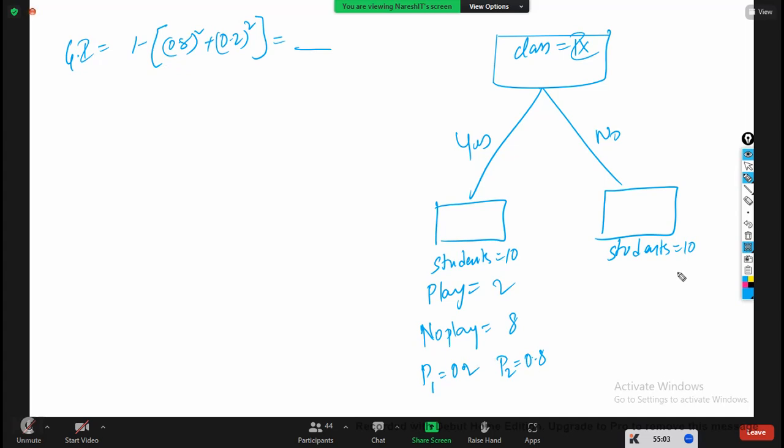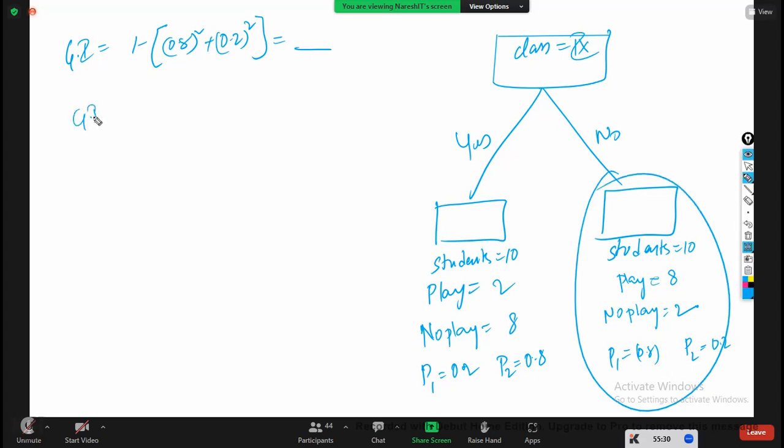Now for this other subnode, who are not studying 9th class? Total number of students are 10. In this, how many of them are playing? 8 are playing in this. How many are not playing? 2 are not playing in this. Now, what is the probability of P1? 0.8. What is the probability of P2? 0.2. Now, what is the Gini impurity of this particular node? 1 minus 0.8 whole square plus 0.2 whole square, which is nothing but the same as above.